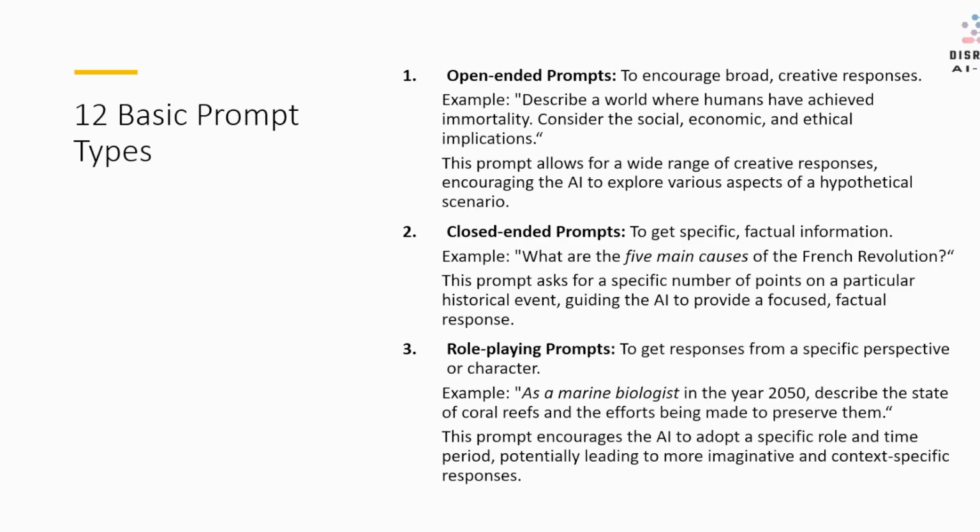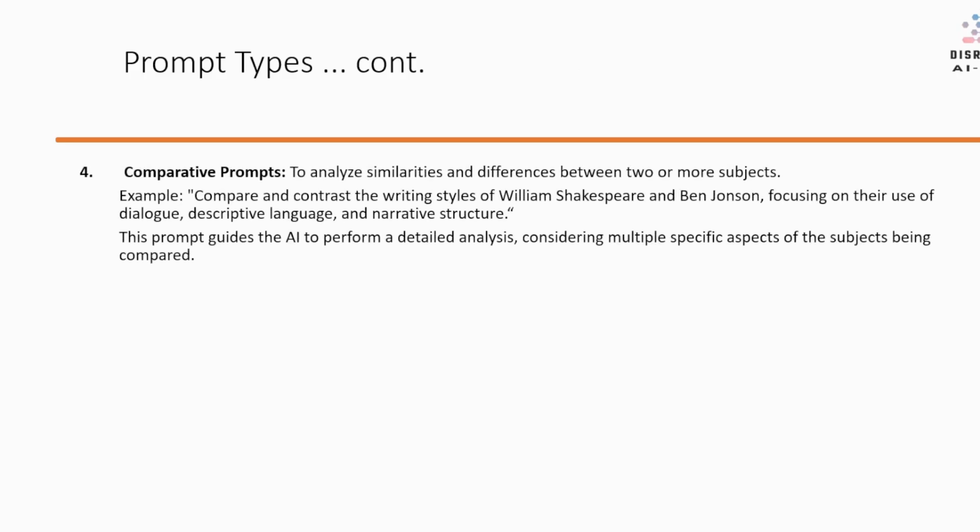Role-playing prompts are used quite often, because when you give a role to the AI system, it will work as if it is working in that role. As in this example: "As a marine biologist in the year 2050, describe the state of coral reefs and efforts being made to preserve them." The role you are giving here is the marine biologist. Next, the other types of prompt, comparative prompts, if you want to compare 2 things. In this example, William Shakespeare and Ben Jonson, you want to compare and contrast these 2 writers, so you can give the prompt like this.